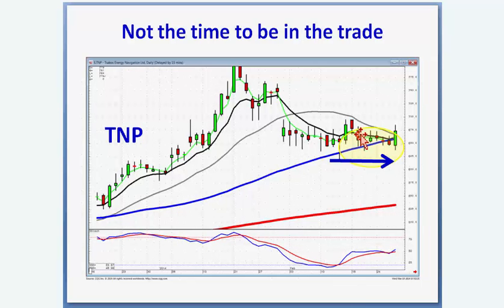Oh, so once it closed back here, notice what it did. It didn't do anything. It tied up your money if you sat in it for another week and a half. So you close it out, just wait for the next buy signal.